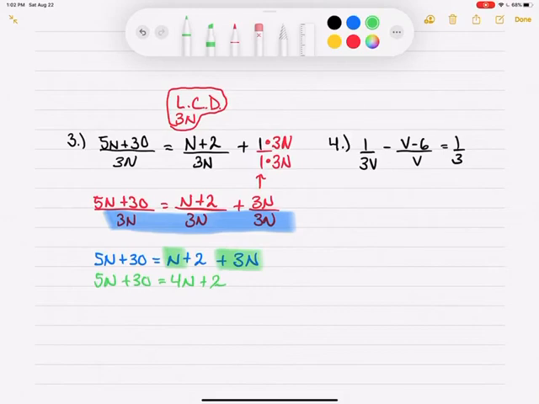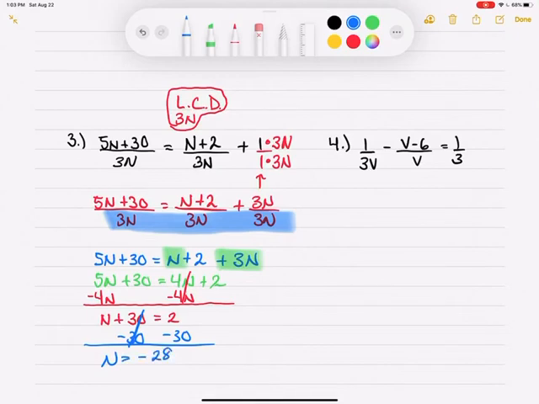From here, what I'm going to do is subtract 4n from both sides. And I'm going to have n plus 30 equals 2. From here, I'm going to subtract 30 from both sides. And I have n equals negative 28.